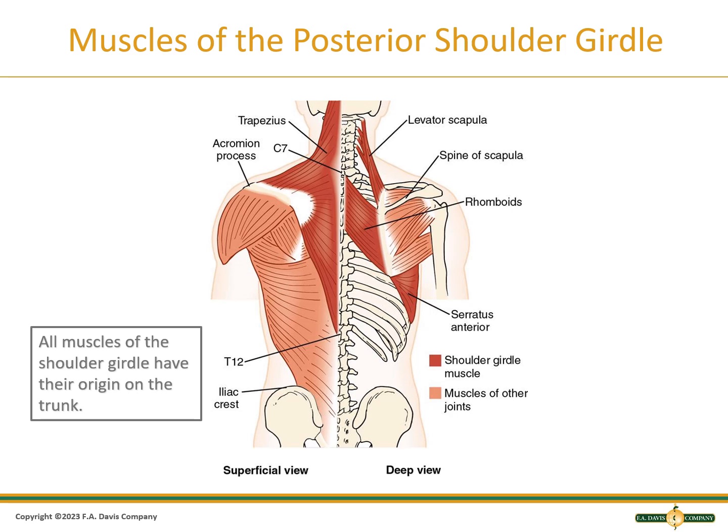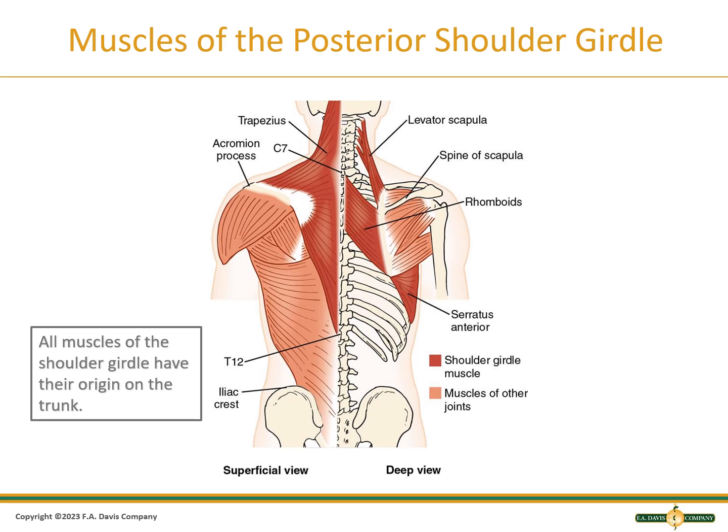Looking at the posterior shoulder girdle, on the left side we have our more superficial muscles, and we can see our trapezius overlaying everything. If we were to peel our trapezius back, we have our levator scapula just deep to that in the upper portion, and then our rhomboids in the middle portion just deep to our trapezius.